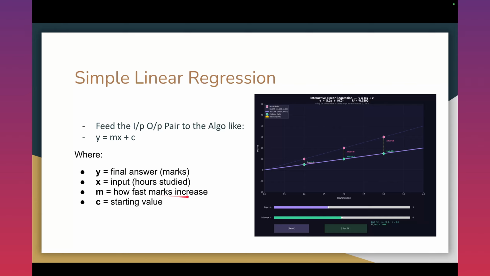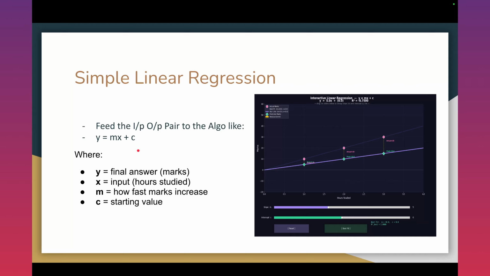So m is how fast marks is increasing and c is the starting value, and these two things are also called parameters for this equation y equal to mx plus c. Now this equation has a very specific name when it comes to machine learning, and it is called simple linear regression. So from now we will call this equation simple linear regression, where y is the marks, x is the input, that means our number of hours studied, and m and c are parameters for this equation.